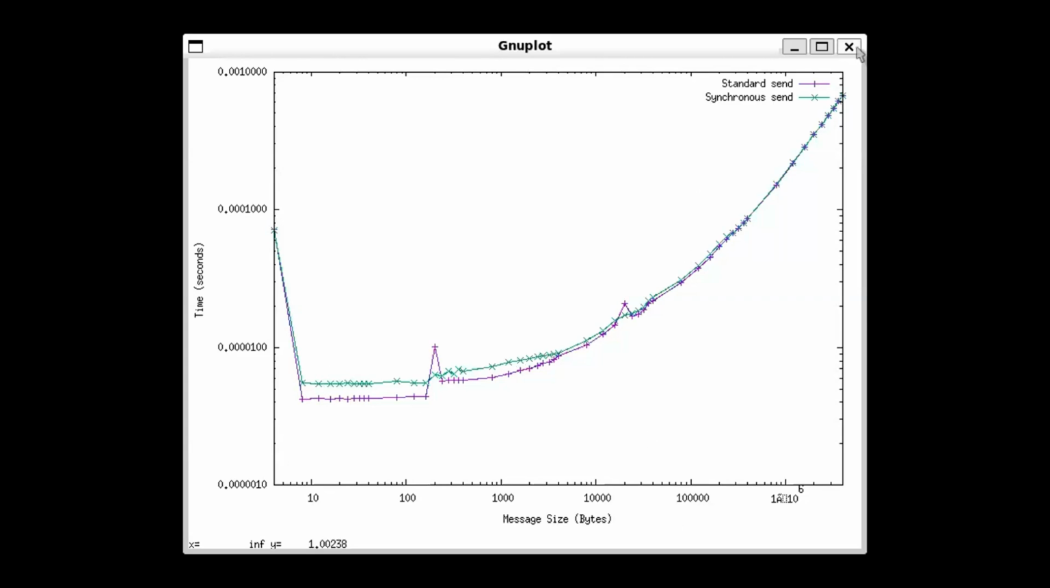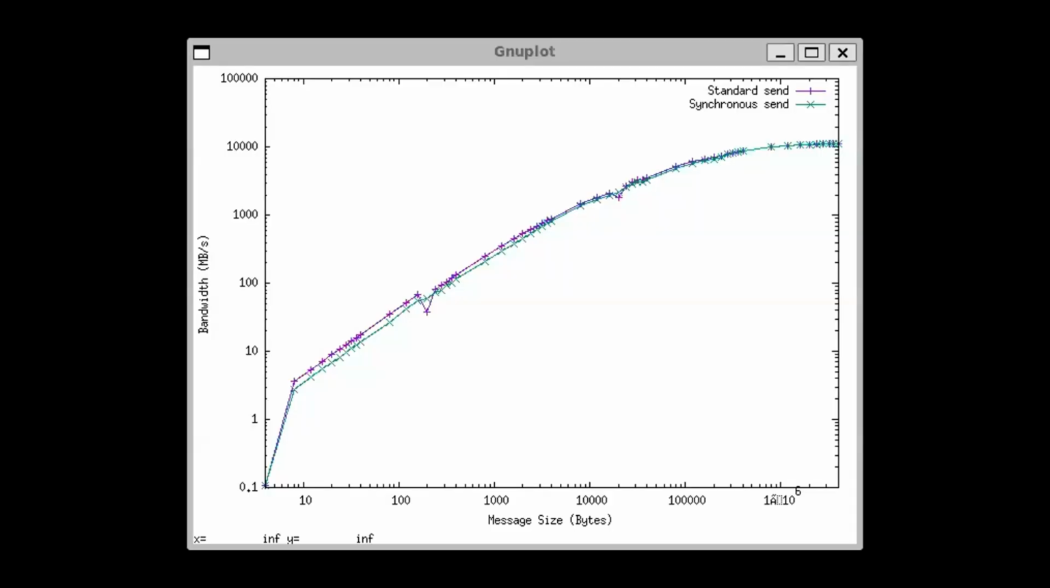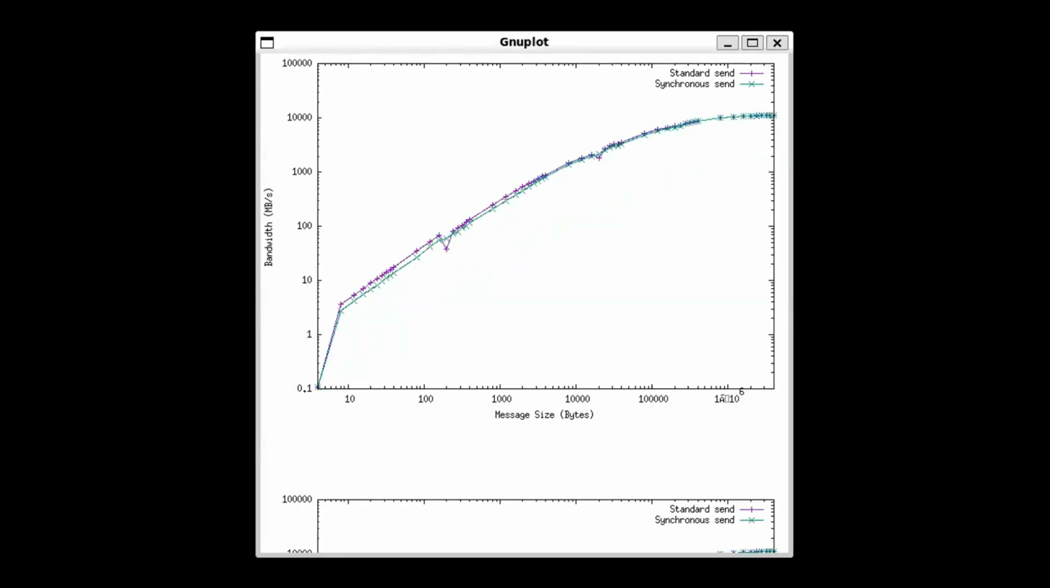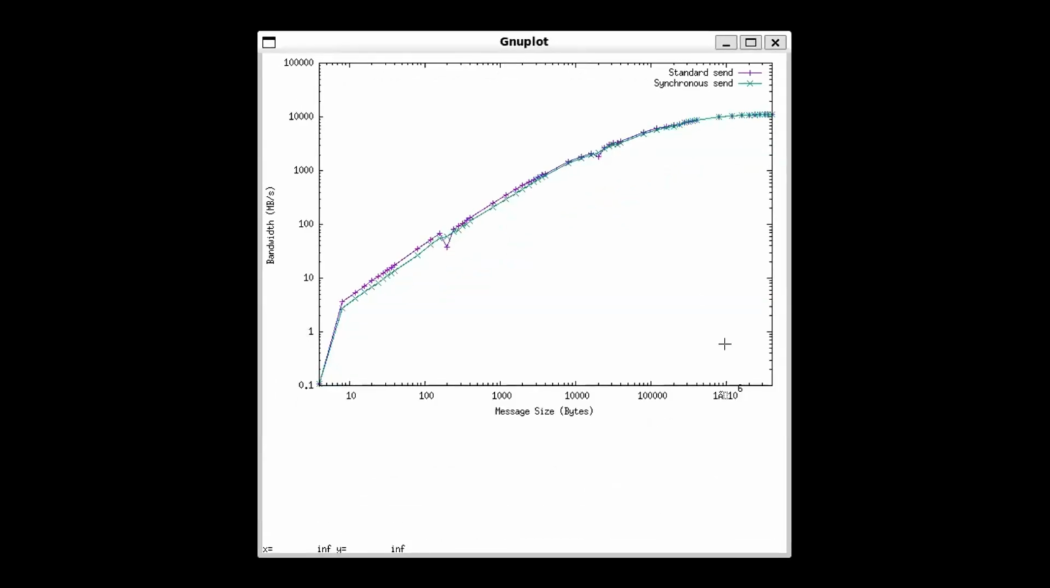So you can look at that, or you can look at the bandwidth, which is this one, which again is sort of the inverse. From the time graph, we can try and infer what the latency was. From the bandwidth graph, we can try and infer what the bandwidth is, et cetera. So I'll kill these.